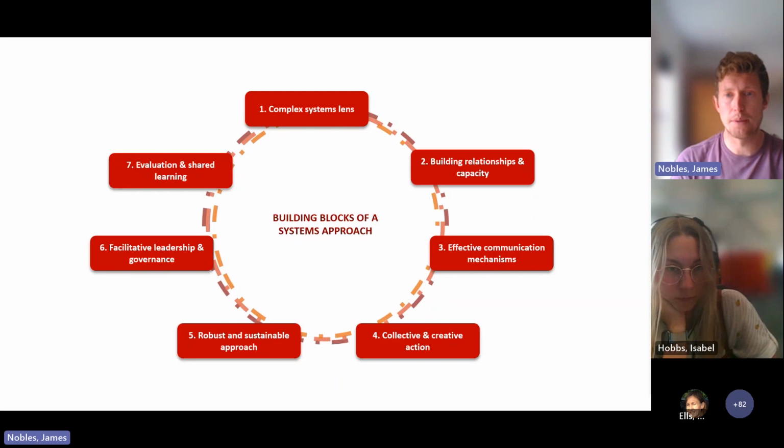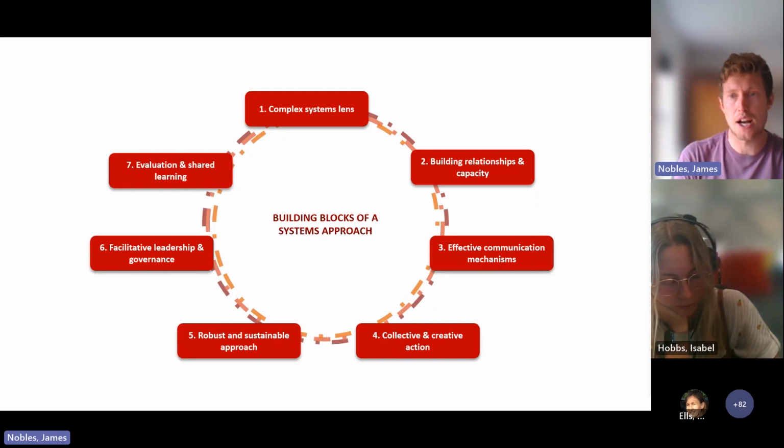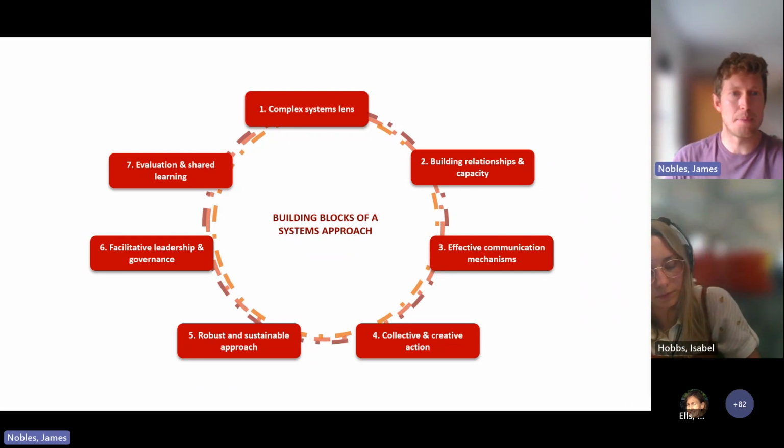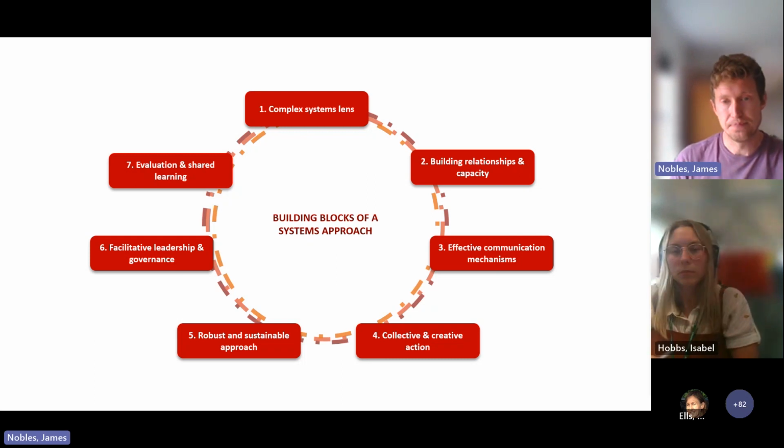So the first one of these building blocks is that we should be trying to apply this complex systems lens to all of the work that we're doing. So people start recognizing that they work within a complex adaptive system and that this system will keep evolving over time in response to our efforts at changing it.